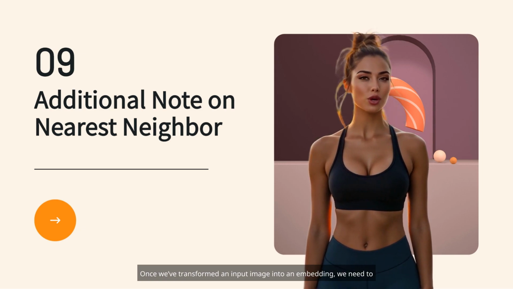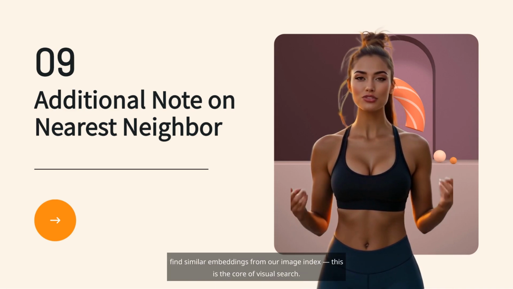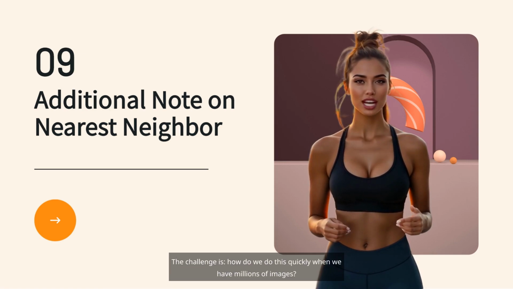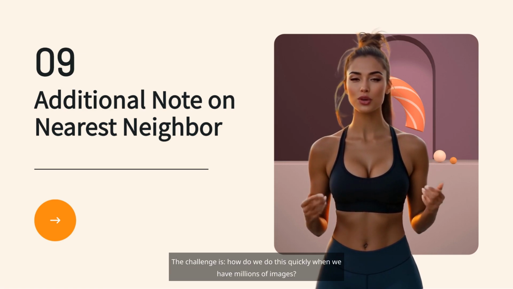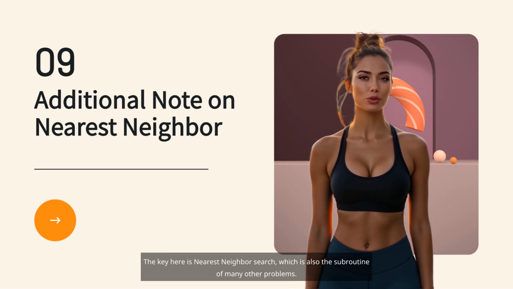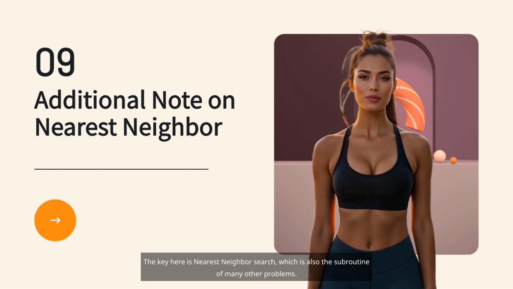Once we've transformed an input image into an embedding, we need to find similar embeddings from our image index. This is the core of visual search. The challenge is, how do we do this quickly when we have millions of images? The key here is nearest neighbor search, which is also the subroutine of many other problems.